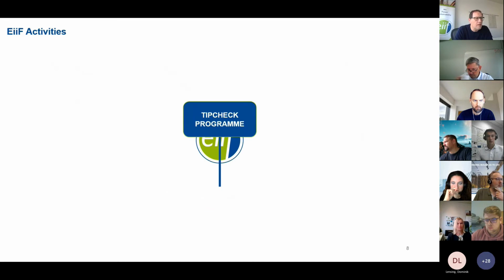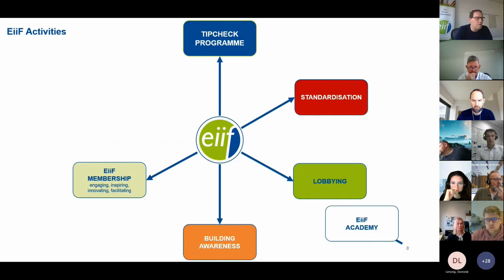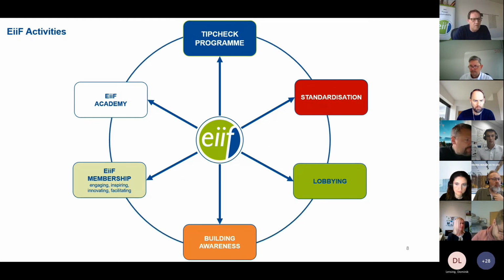Good. The activities we have, that's also very quickly, because most of you are members and up to date with this. The last one flying in, the EiiF Academy, is a bit new. So that's to give an umbrella and a real brand for all the training activities we do. And this last circle illustrates that all what we do, and you will also see it today in this information hour, is somehow interrelated and connected with each other.